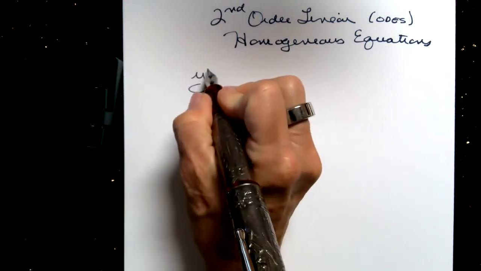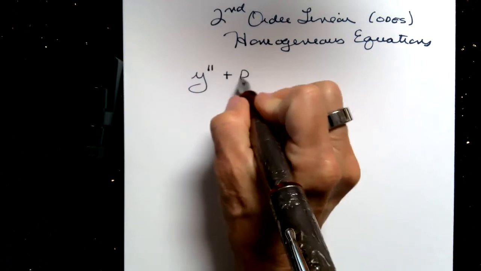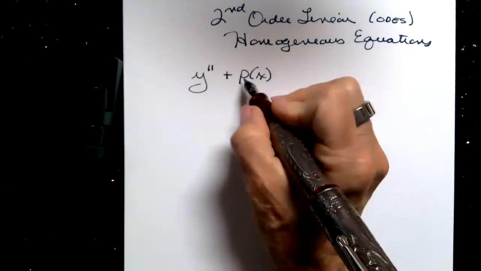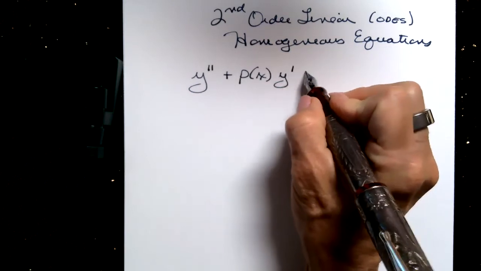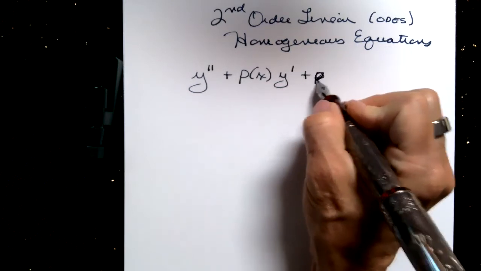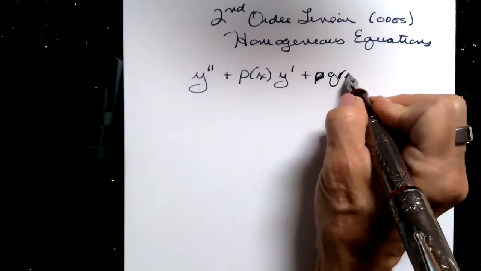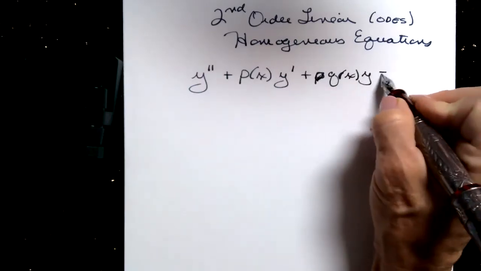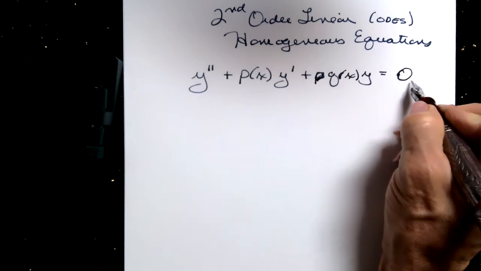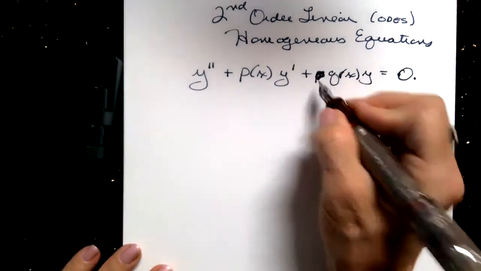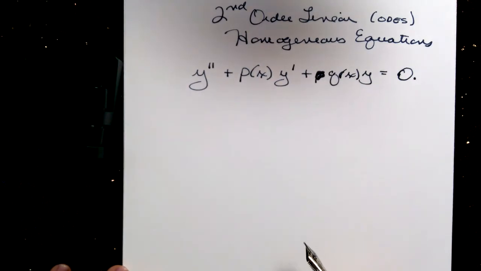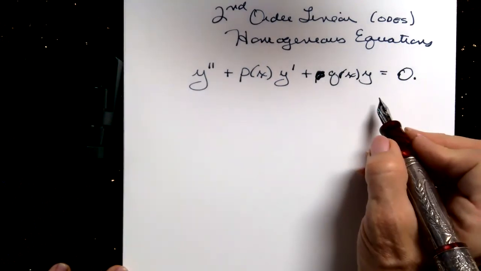So I'm going to write a general second order linear ODE in the form y double prime plus p of x y prime plus q of x y is equal to 0. Okay, it's homogeneous because that right-hand side is 0. So it's homogeneous and it's linear when it's exactly in this form.